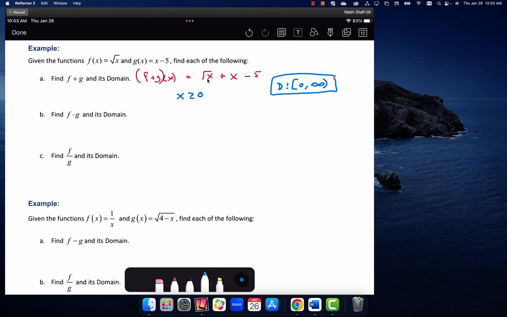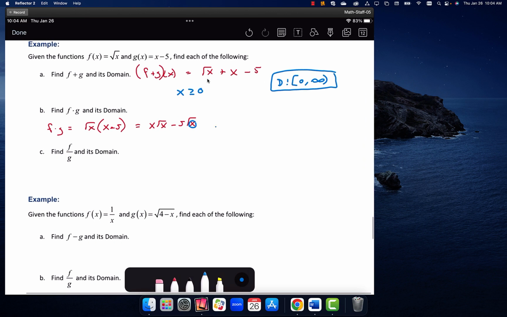For f times g, first we need to find f times g. f times g is the square root of x times x minus 5. We'll distribute and get x square root x minus 5 square root x. Now look at the restrictions. We have a radical again. x is under the radical, so we're going to make that greater than or equal to 0. And we have the same domain, 0 to infinity.